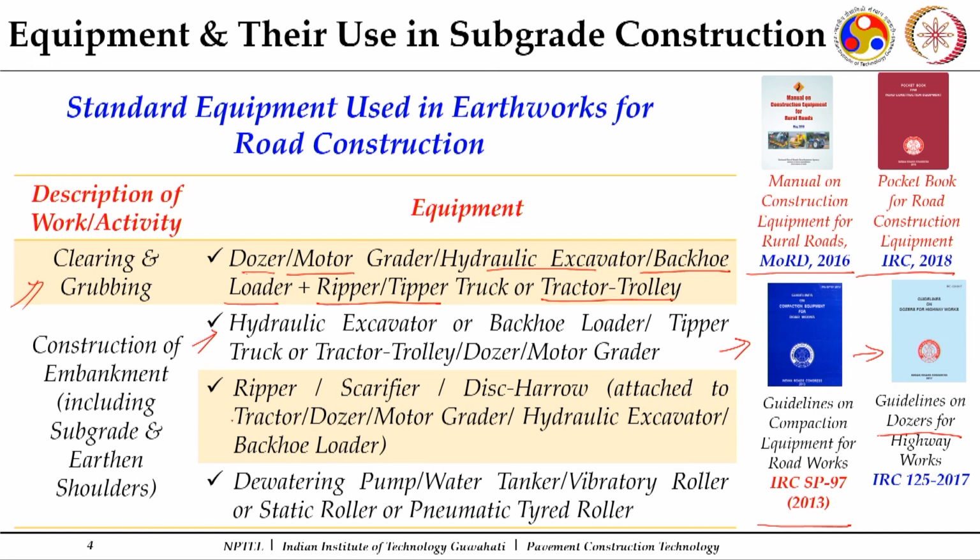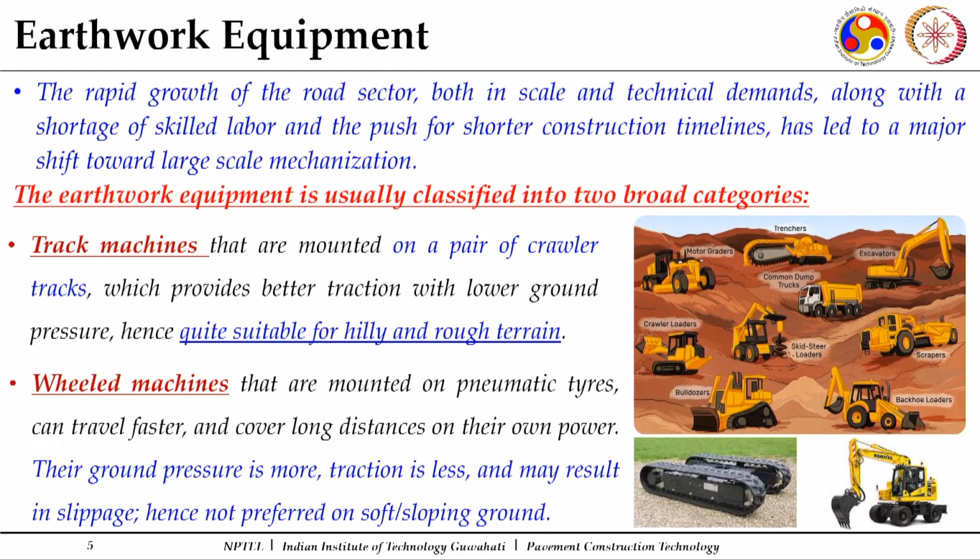Then there are certain attachments, like ripper, scarifier, and disc harrows for mixing the soils, and they can be attached to your tractors, dozers, motor graders and hydraulic excavators to perform different activities. You need to have the dewatering pumps also, water tanker also, and then you have the compaction equipments, mainly vibratory rollers, static rollers, sheep foot rollers, pad foot rollers, pneumatic tire rollers. We will discuss these in the subsequent slides.